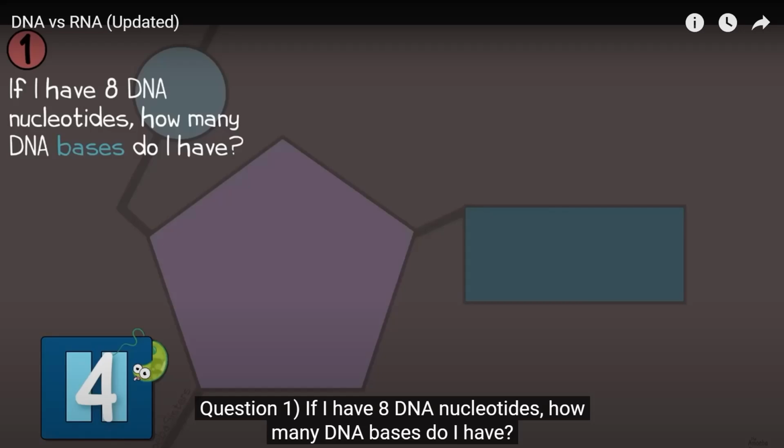See if you can guess. If I have 8 DNA nucleotides, how many DNA bases do I have? You can fill in your answer at the top of page 57.